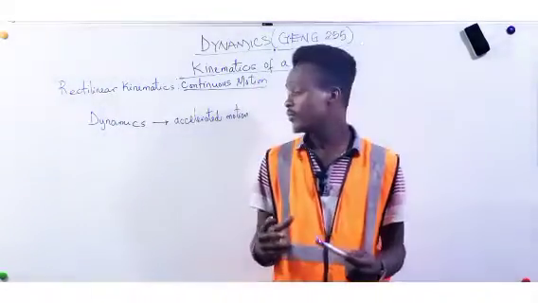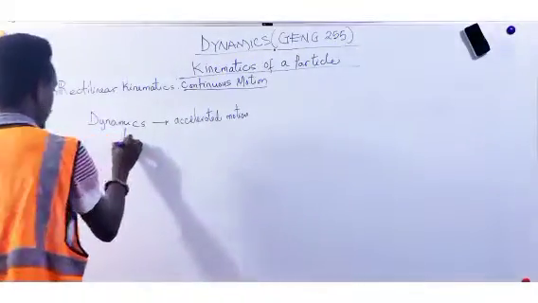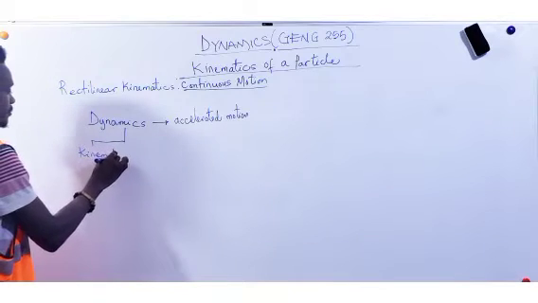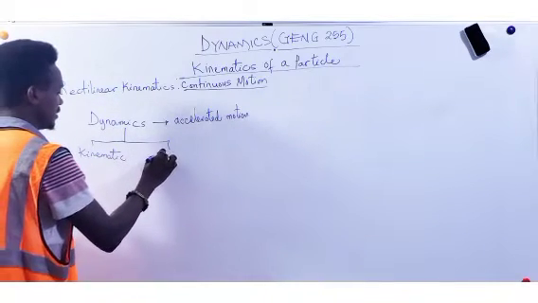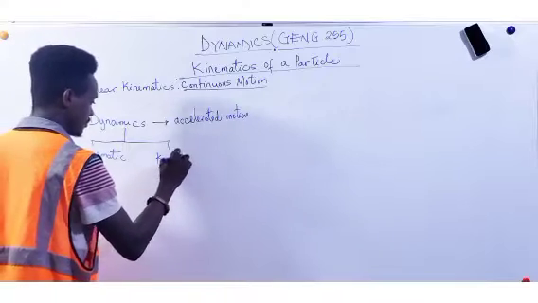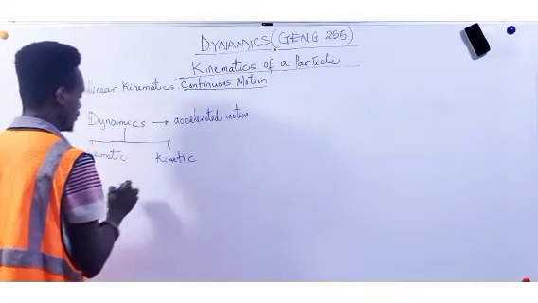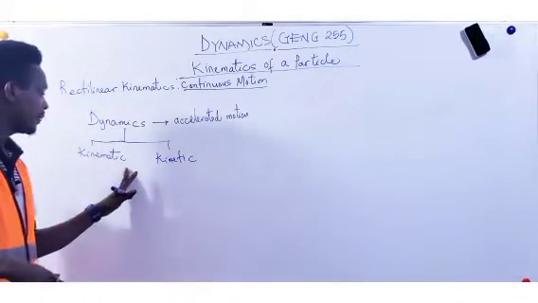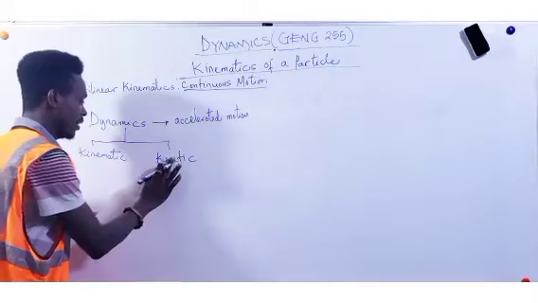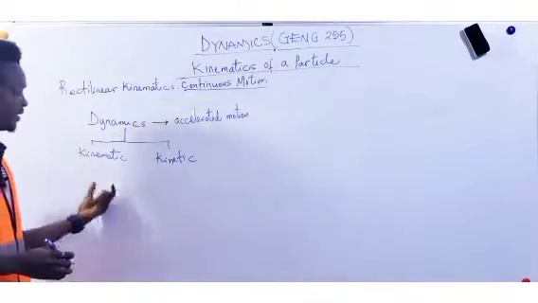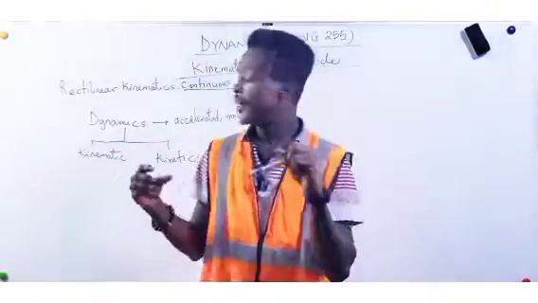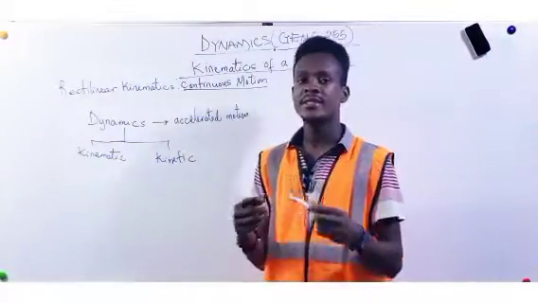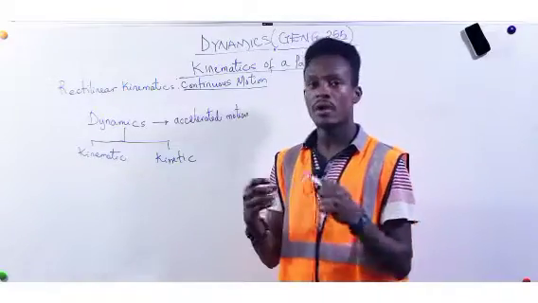There are two branches of dynamics: kinematics and kinetics. The first branch is kinematics. The second branch is kinetics. So what does kinematics deal with? It deals with the geometric aspect of motion, whereas kinetics analyzes the forces of motion.